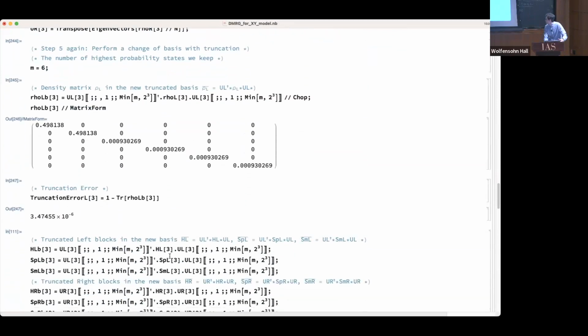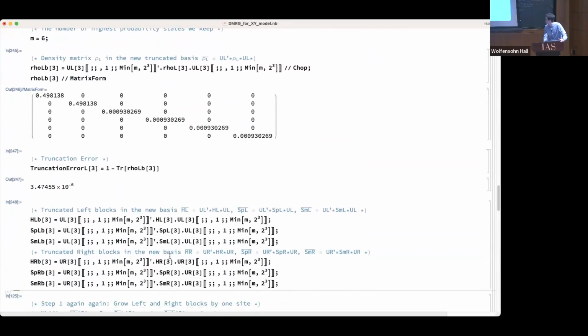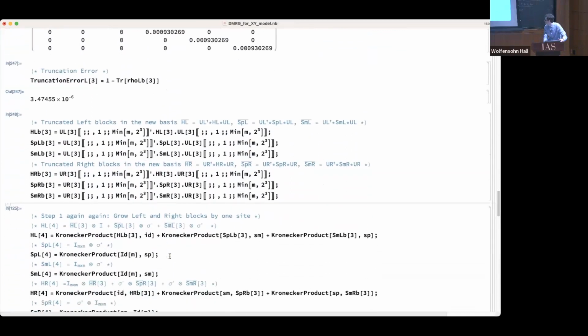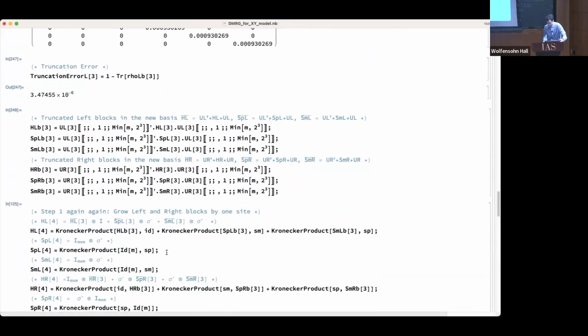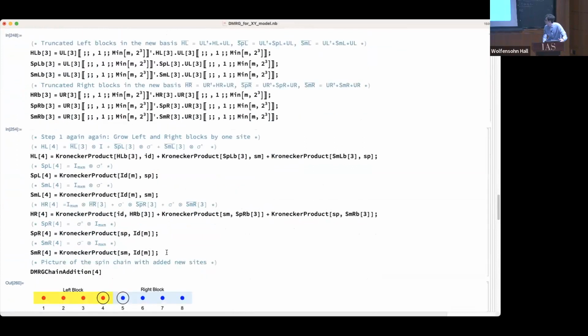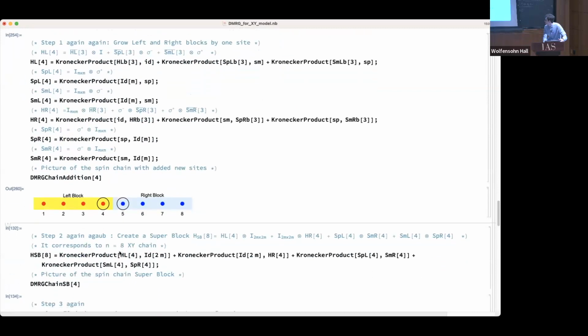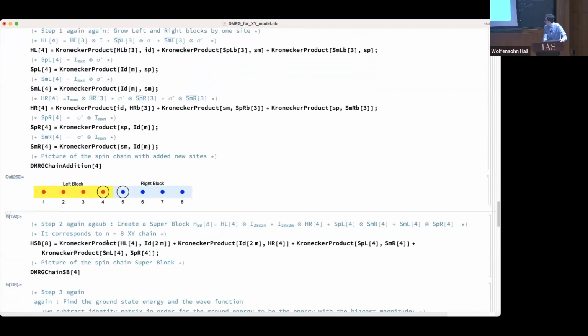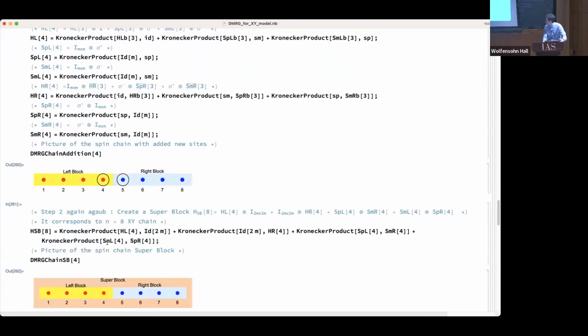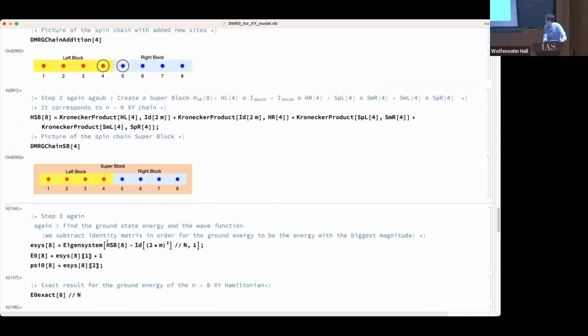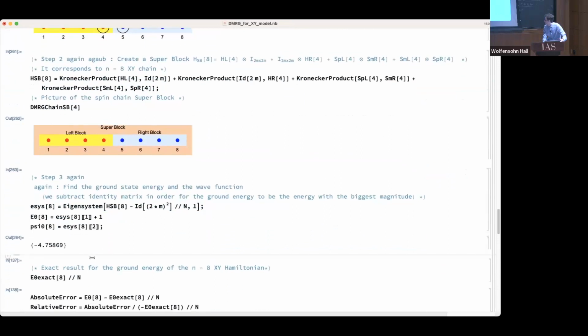And I do this, now I truncate my blocks. So I conjugate by this truncation matrix. And then I move forward and I construct 4 by 4. So I add one side to these now truncated blocks. So now I construct the superblock, which is now an 8-site system, and then I diagonalize it. And at this point, I already made truncation. So now this eigenvalue I get here is not exact. So we can compare it now with the exact.